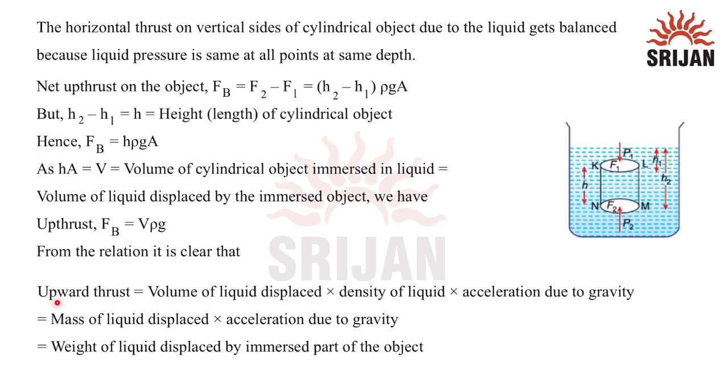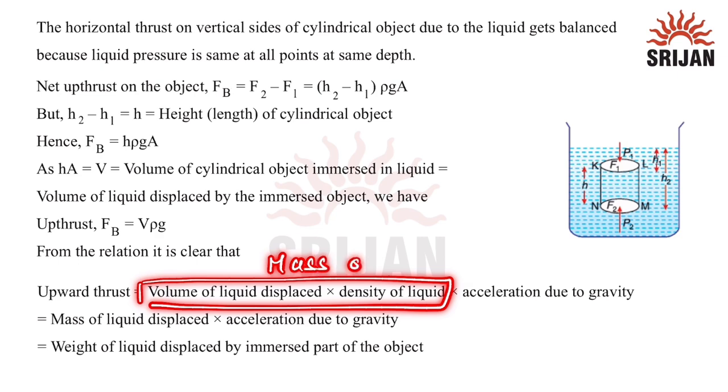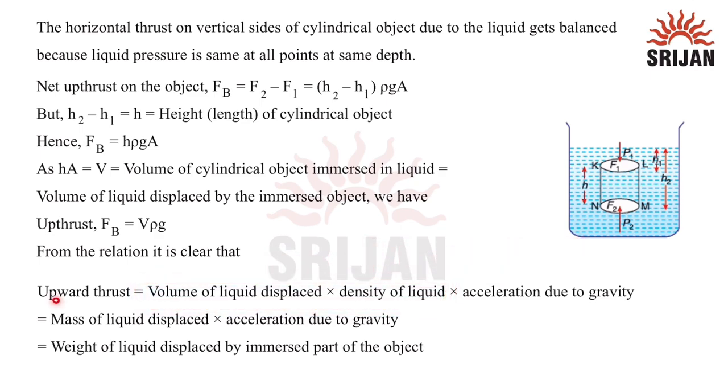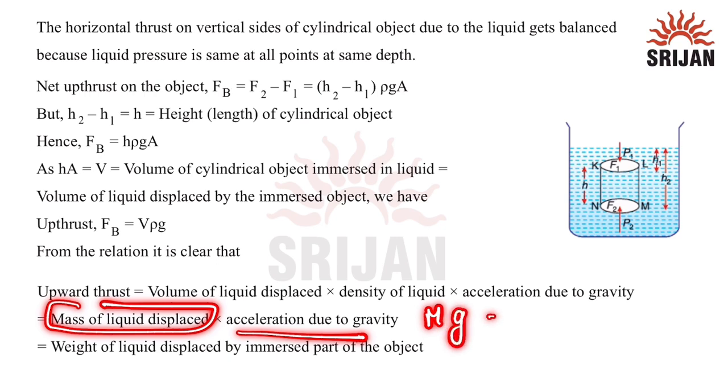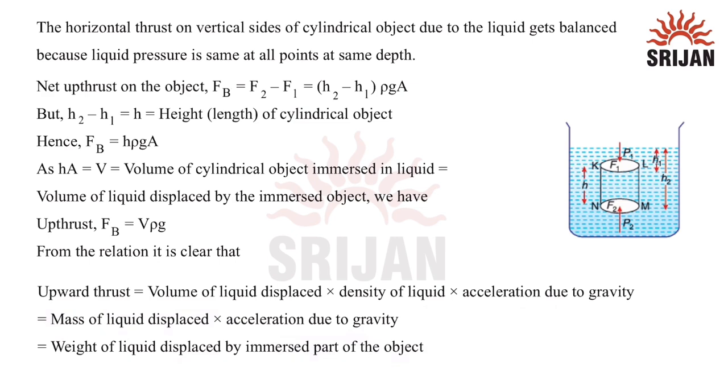From this relation, it is clear that the upthrust force or the upward thrust is equal to the volume of the liquid displaced into the density of the liquid into acceleration due to gravity. Or I can say that the volume of the liquid displaced into the density of the liquid is equal to the mass of liquid displaced. So I can write it as upward thrust is equal to the mass of liquid displaced into acceleration due to gravity. Now I know that mass into acceleration due to gravity, mg, is equal to the weight of the liquid displaced by the immersed part of the object.